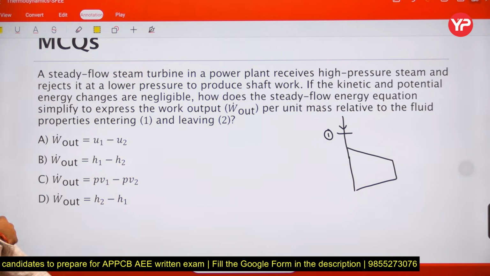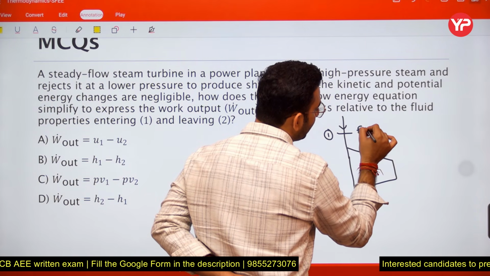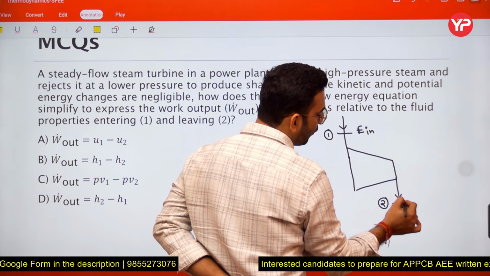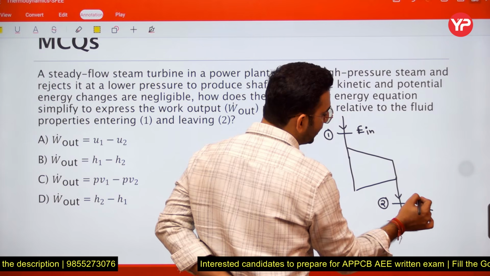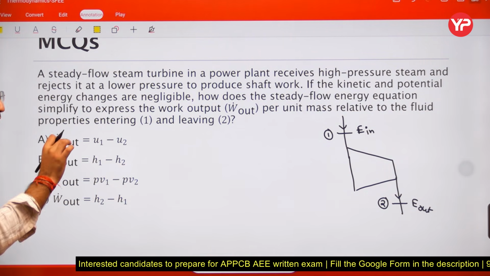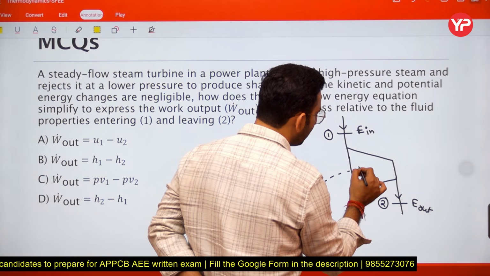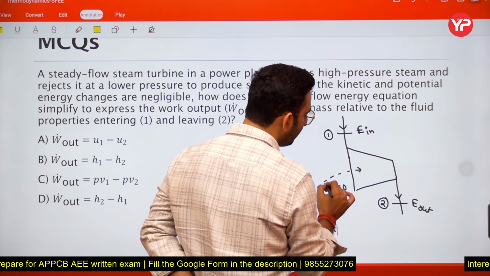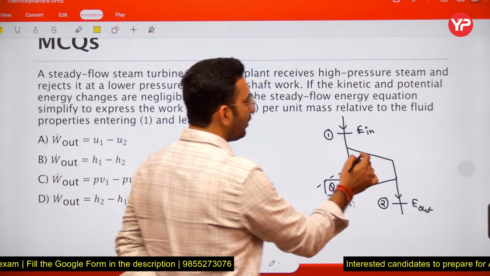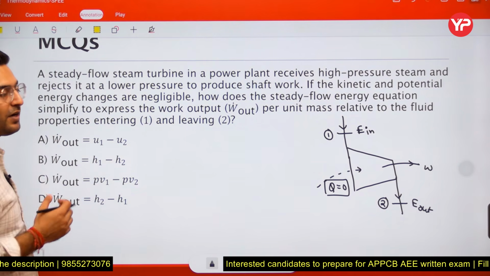with some particular energy. Now let us say the energy at the inlet is represented by E in. Similarly, the fluid is leaving with some energy at point number 2, which is represented by E out. And there is no heat transfer taking place from the boundary here, so I am assuming that Q is equivalent to 0. Along with that, the turbine has the sole purpose to produce work, so I am assuming the work is being produced across the boundary itself.